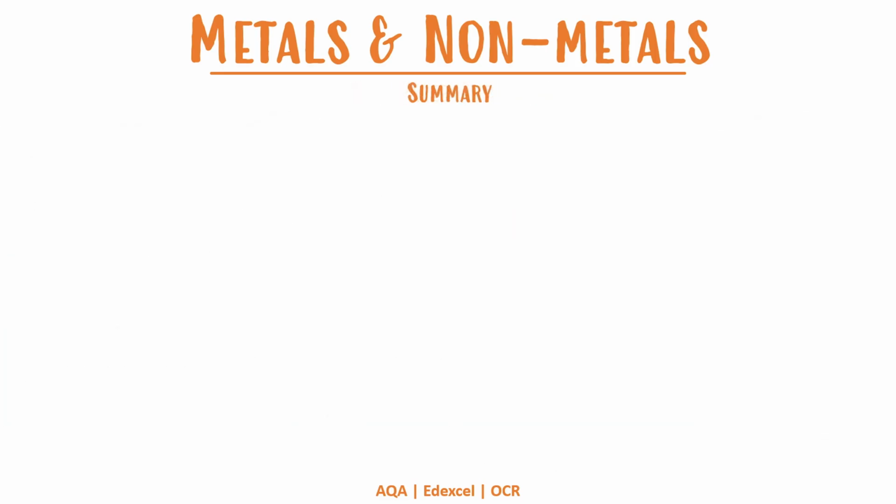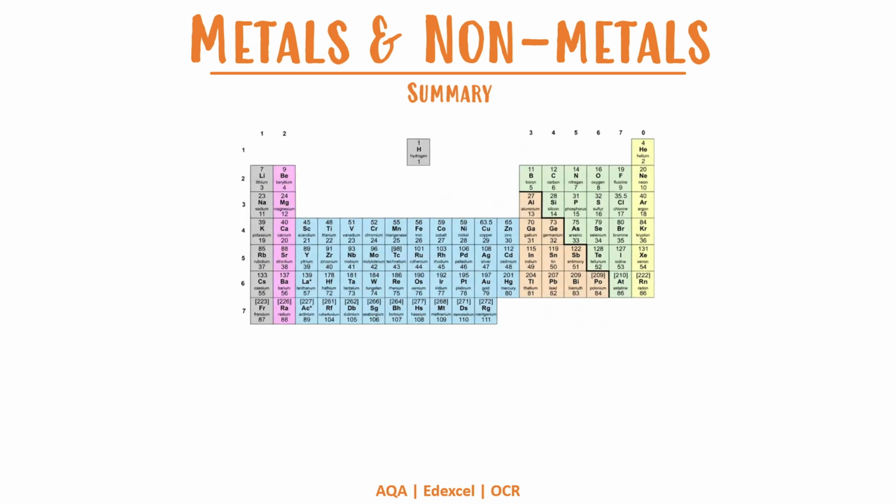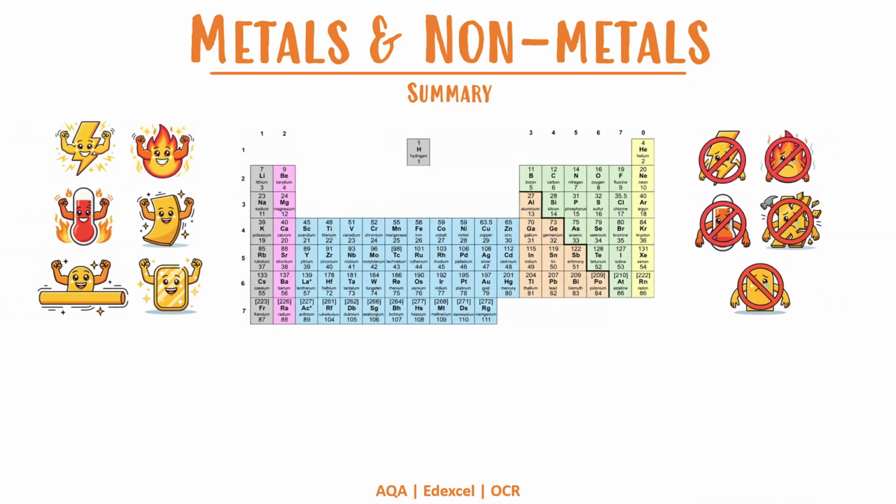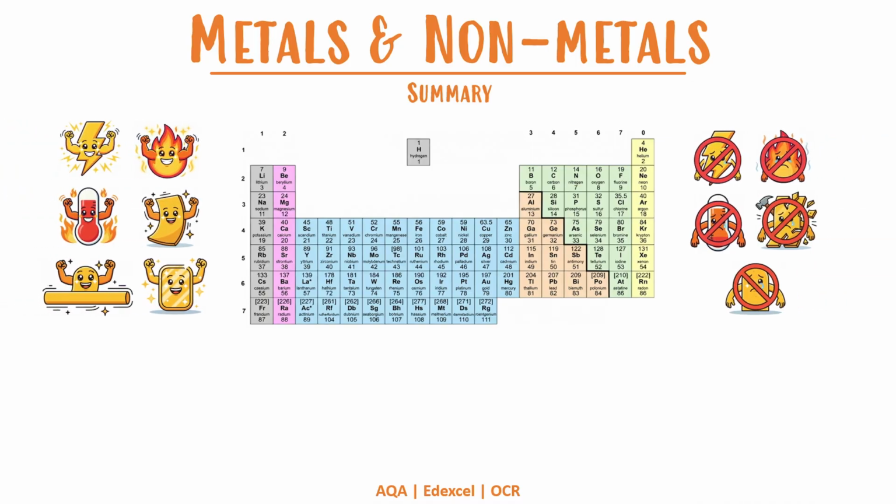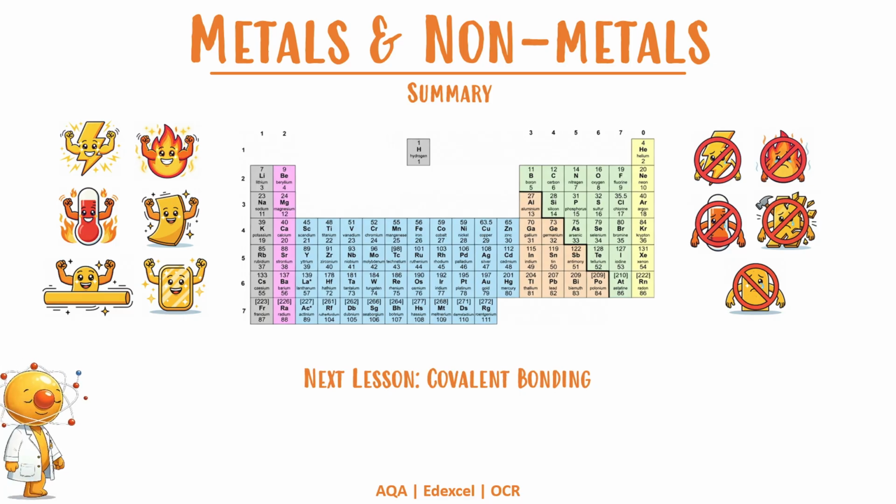Okay, let's summarize. We have our periodic table with our split, or that staircase that separates the metals on the left and the non-metals on the right. And of course, we have the various different physical properties that link in with either, and you are required to memorize these. In our next lesson, we'll be looking at covalent bonding.